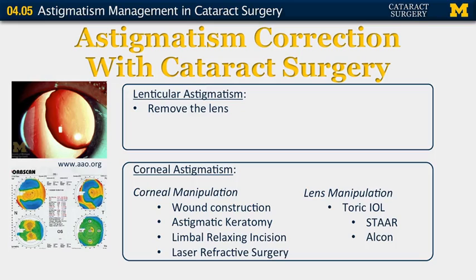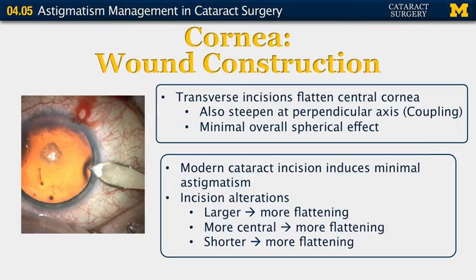And really, the point of this talk is, how do we correct astigmatism with cataract surgery? So the easiest form is when we're talking about lenticular astigmatism. We simply remove the lens, which is what you're doing with cataract surgery anyways. The more complexities occur when we're talking about corneal astigmatism, where there's a number of different potential ways to correct astigmatism, and we'll go into these in greater detail.